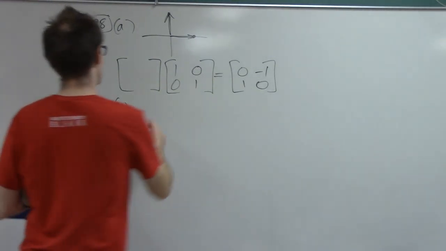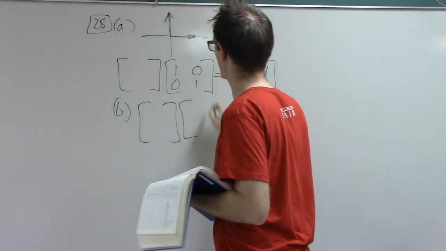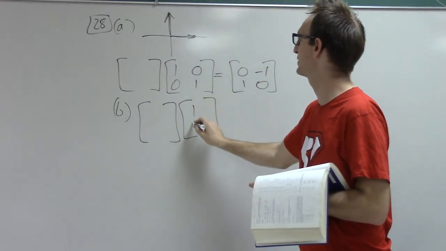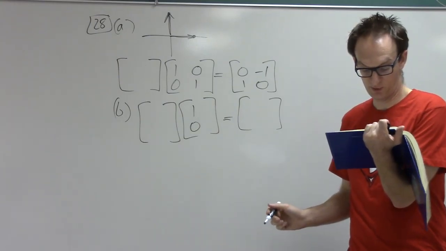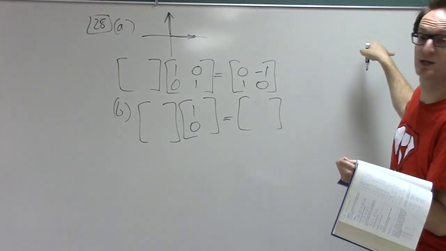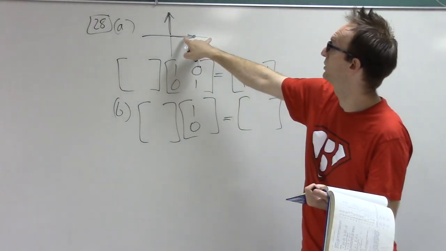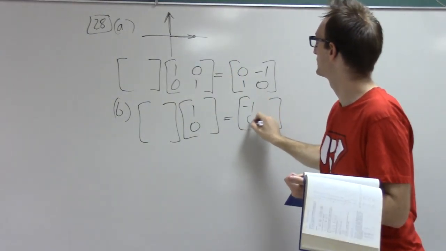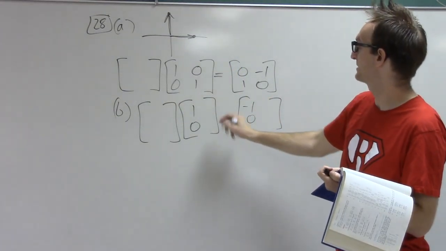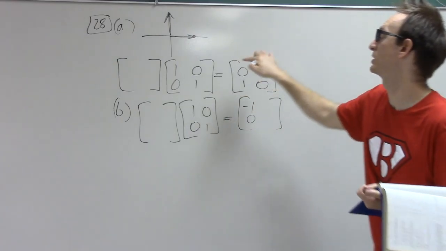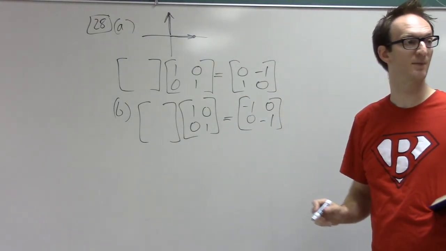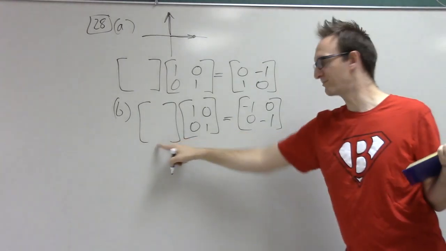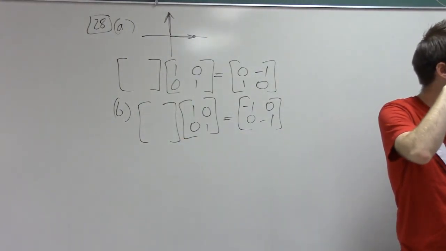B, rotation of 180 degrees. Again, I have the mystery matrix and the unit vectors, and I'm going to see what the matrix does to the unit vectors. If we're rotating 180 degrees, then 1, 0 should get sent to negative 1, 0, and 0, 1 should get sent to 0, negative 1. Boom, done. Now I'm going to stop doing this setup because I've got it now. Is that okay with you guys?